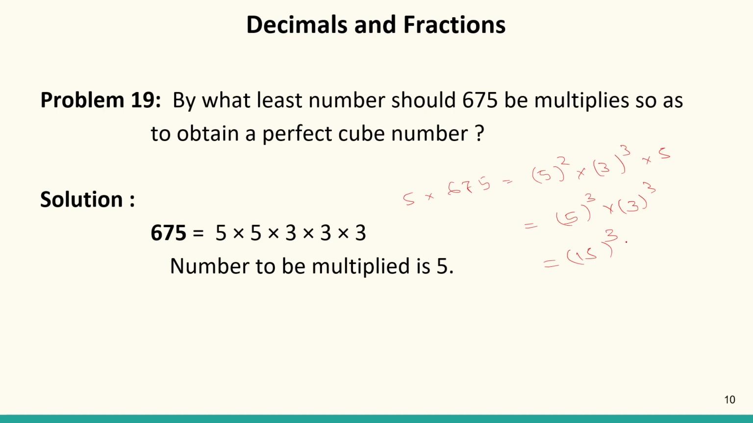Any other number we can also multiply with different numbers and get the same, but what we need to do at least is multiply with 5. So the least number will be 5. The number multiplied is 5, and this is the least number.